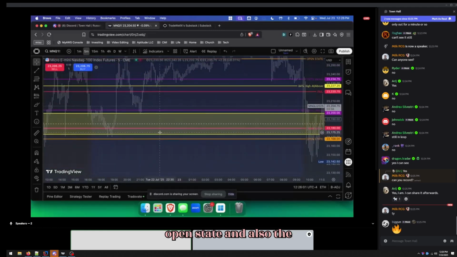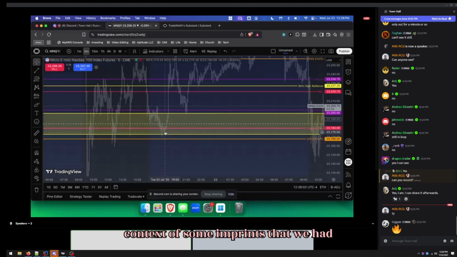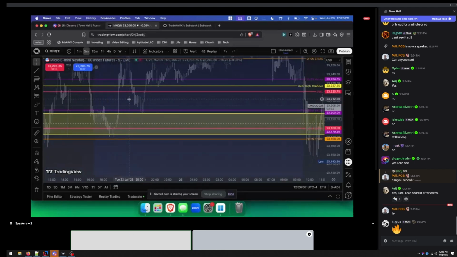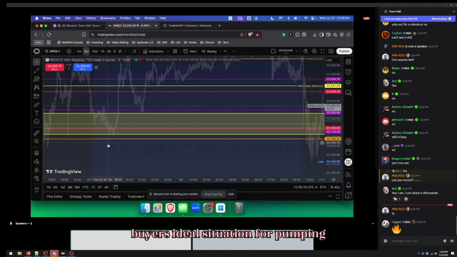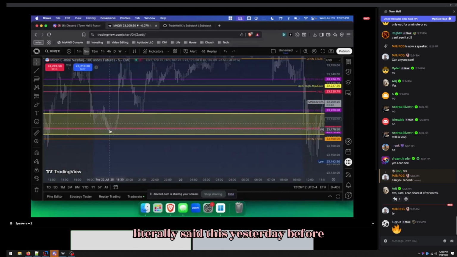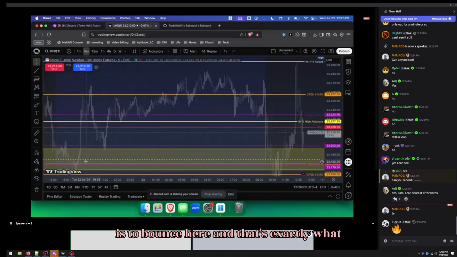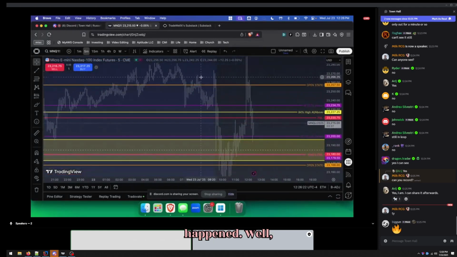Because of the other levels that I had on here, including the weekly PML and this open state, and also the context of some imprints that we had discussed in live charting yesterday, this was the buyers' ideal situation for pumping overnight. I literally said this yesterday before market open, before 6 p.m. Their ideal situation to pump overnight is to bounce here. And that's exactly what happened.